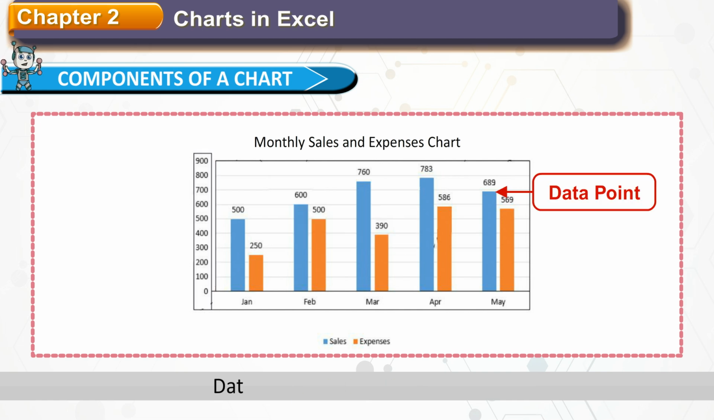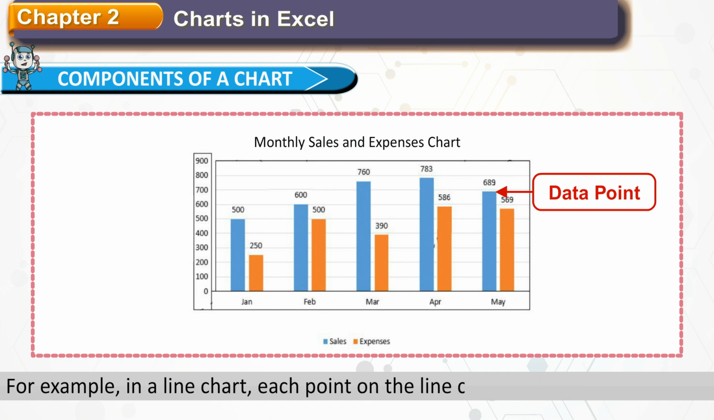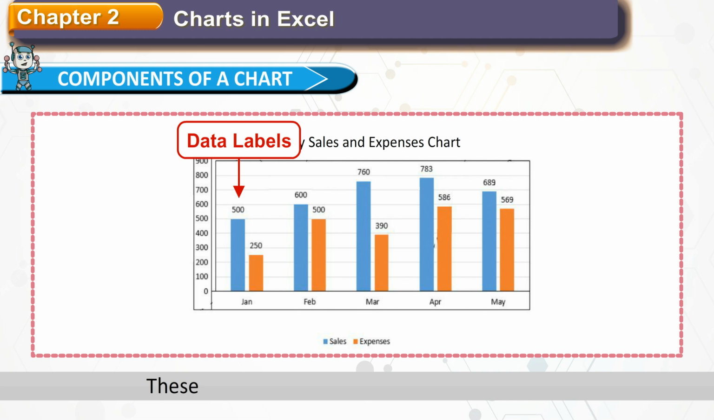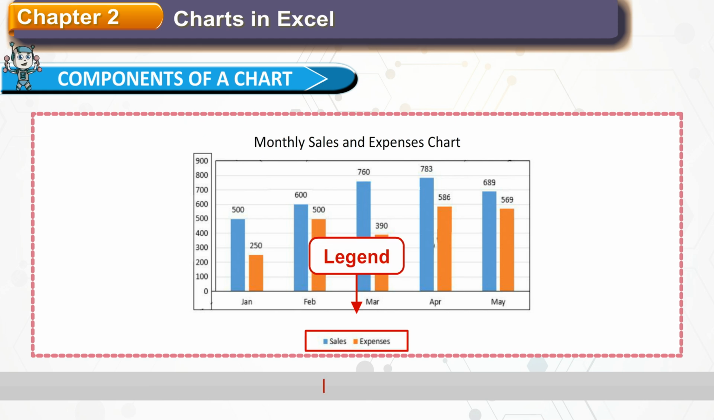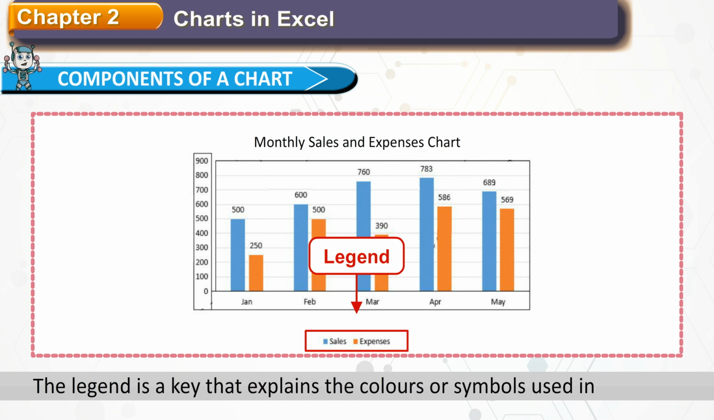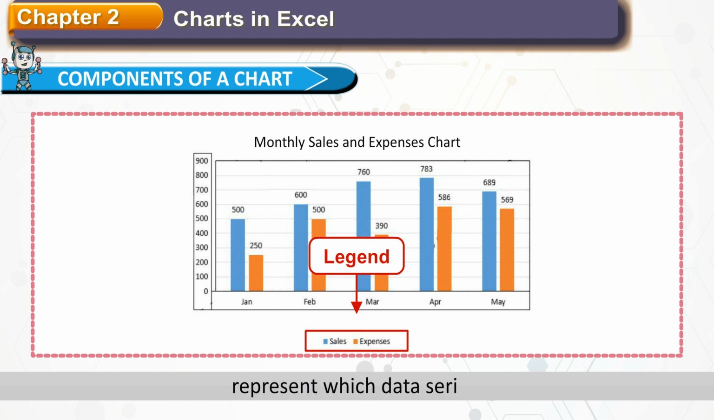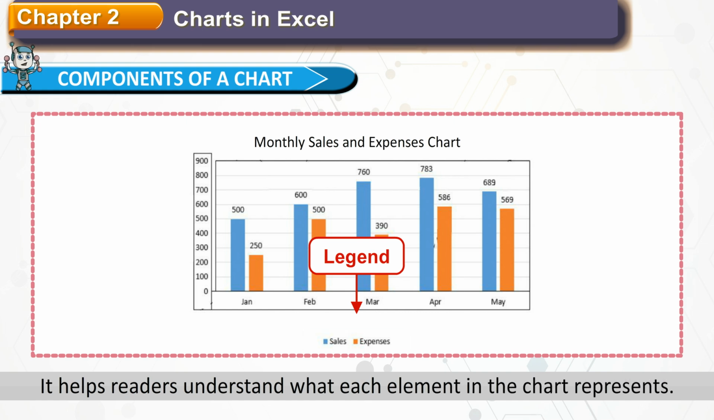Data points. Data points are individual values or markers representing specific data on the chart. For example, in a line chart, each point on the line corresponds to a data point. Data labels. These labels, often associated with data points, provide additional information about the data. Legend. The legend is a key that explains which colors or symbols used in the chart represent which data series. It helps readers understand what each element in the chart represents.